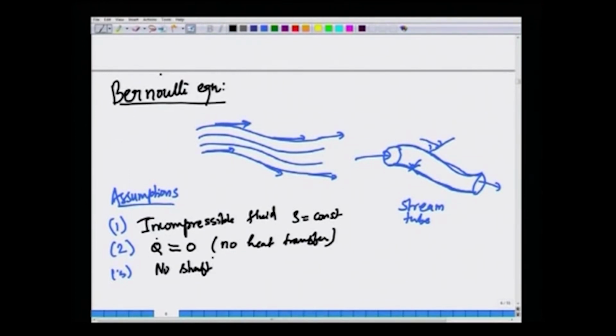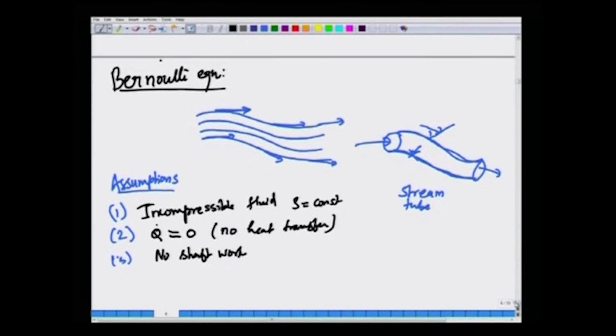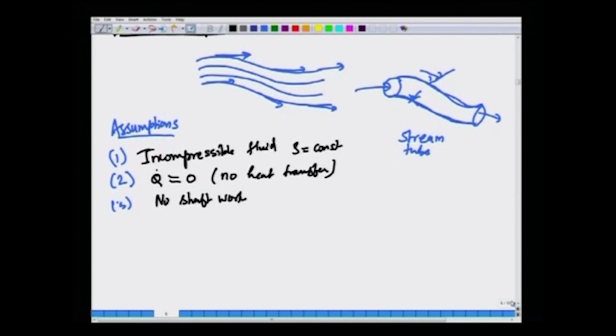We are just considering plain flow. There is no reason for us to expect that there is shaft work present. So, these are the three major assumptions. Once we do this, and further assume a most important assumption, that the fluid is non-viscous or inviscid, we are considering a hypothetical fluid with zero viscosity, we can simplify the energy balance to the Bernoulli equation.